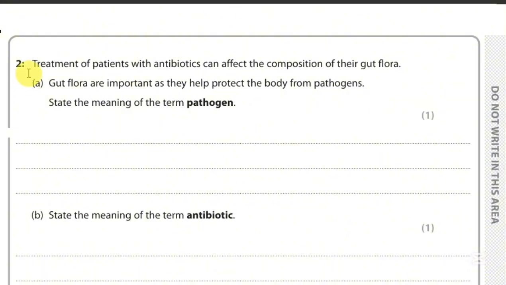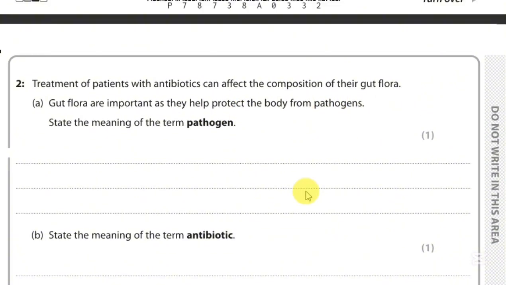The treatment of patients with antibiotic can affect the composition of their gut flora. Gut flora are important as they help protect the body from pathogens. State the meaning of the term pathogen. So what does the term pathogen mean? It means an organism which can cause diseases.